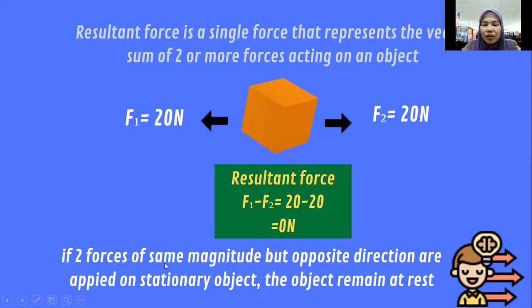If two forces of the same magnitude but opposite direction are applied on a stationary object, the object remains at rest. So from the resultant force, we can say that both forces are equal, even though they are in different directions. The object is in the state of stationary. Our object is not moving.